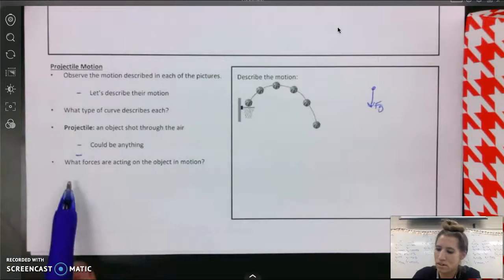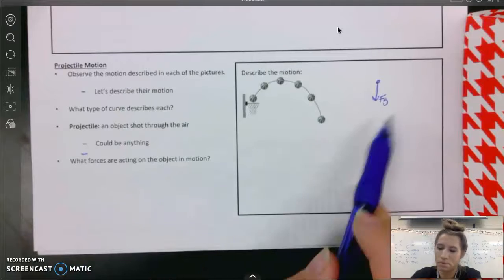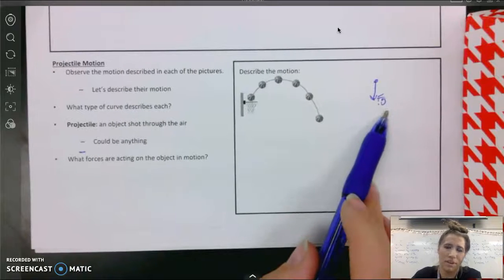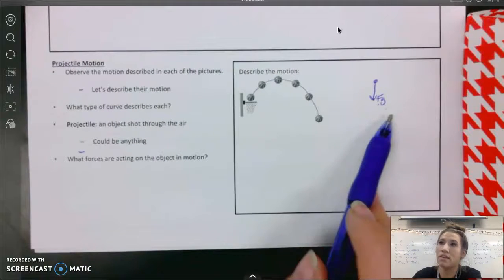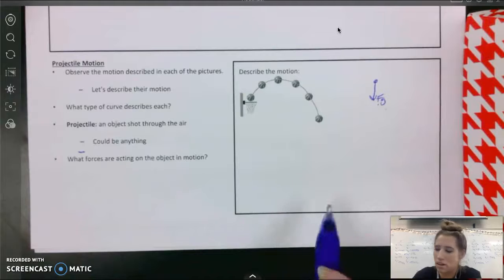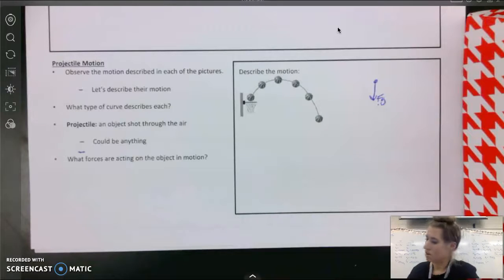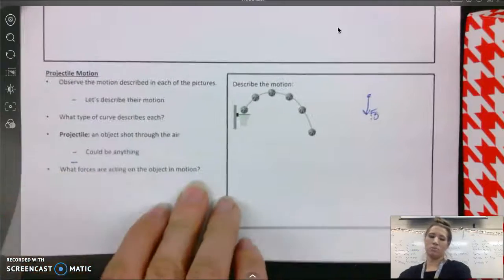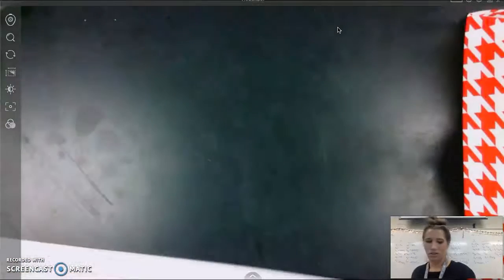And so what forces are acting on the object in motion? Only gravity. In this course, and it really simplifies the math, we're neglecting air resistance. Okay? And it does play such a small role in a lot of these situations.